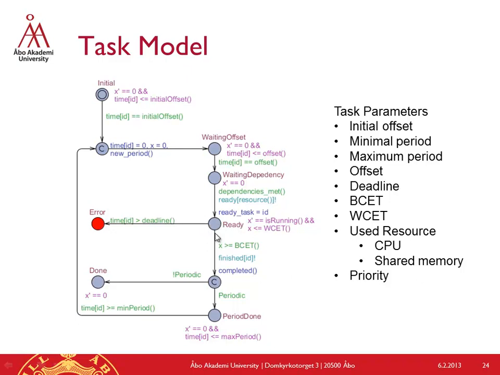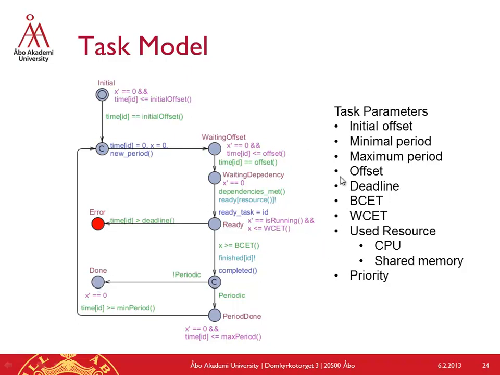This state means that the task is ready for execution, and it should last there until the worst case execution time has elapsed, and if the deadline in this state is missed, then the task will be in the error state. And if any task is in the error state in your model, it means that the schedule is not feasible. The deadline is missed. And the final state means that the task is finally completed. If the task is periodic, it should be repeated again. If it's not periodic, it should end in the last state, where it will not go anywhere. So it's just activated one time.